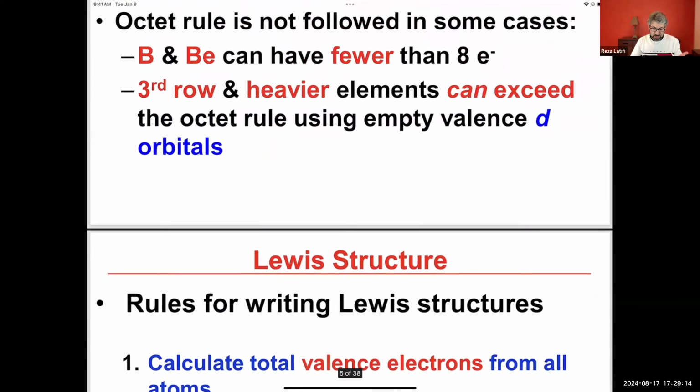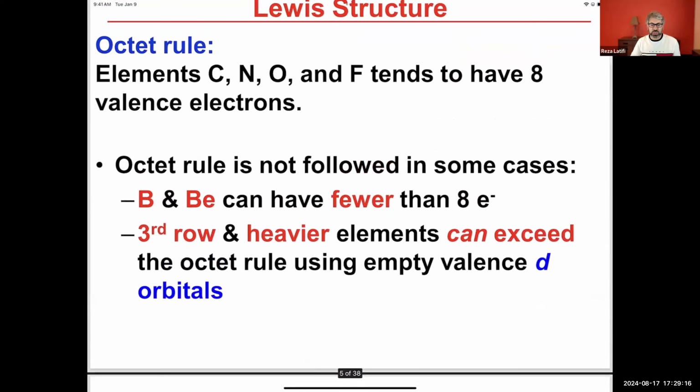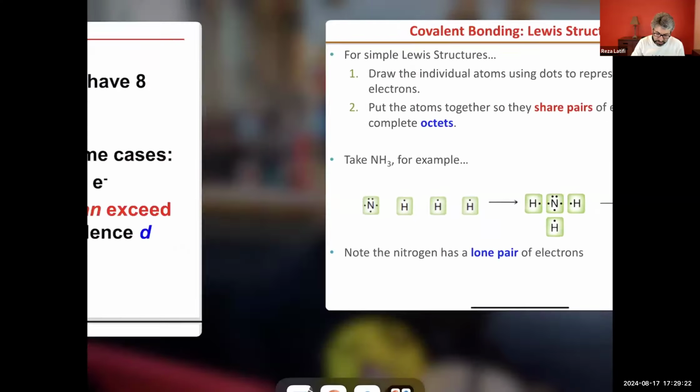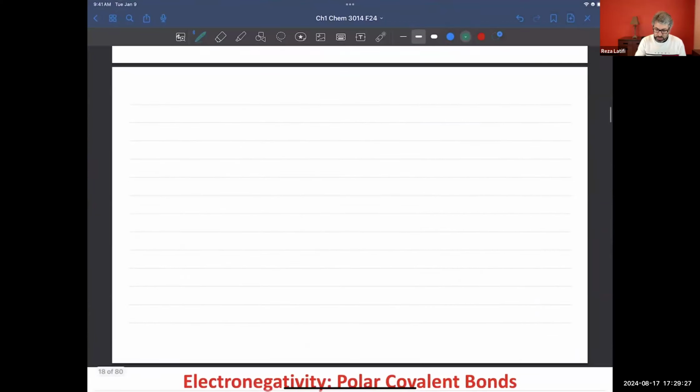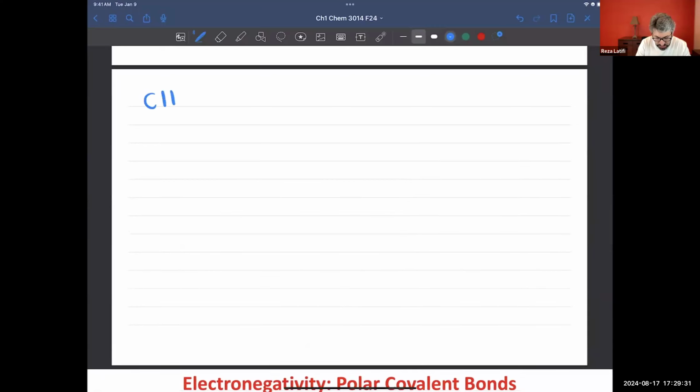Okay. So let's practice how to use these rules and draw the Lewis structure of any element. Start with this. For example, we have a molecule like CHF3, fluorine 3 times. Now, you want to get the Lewis structure of this molecule.